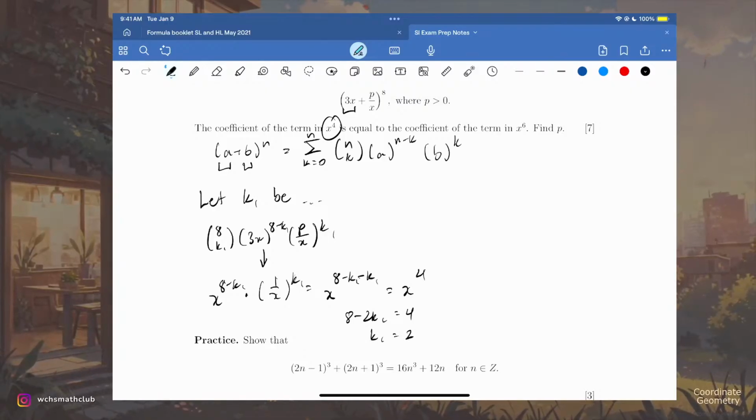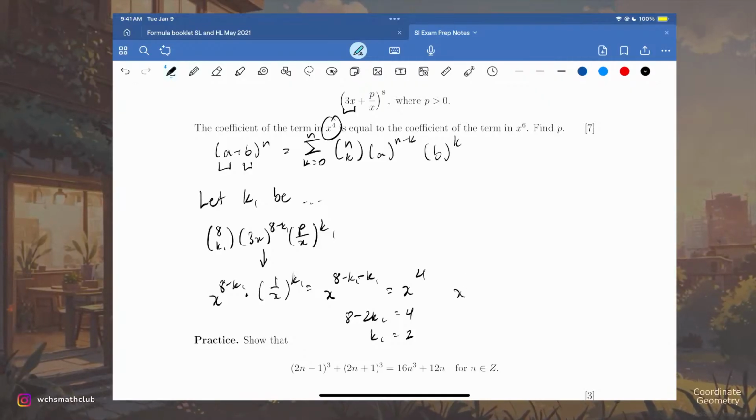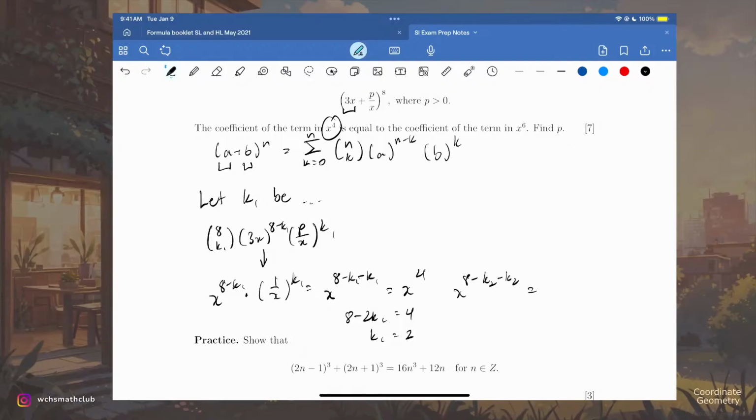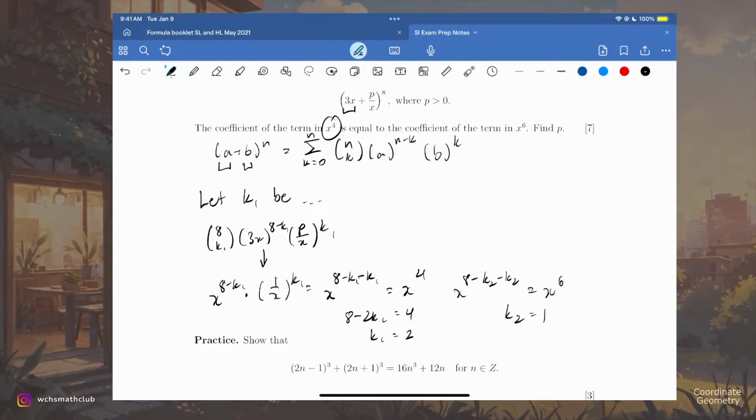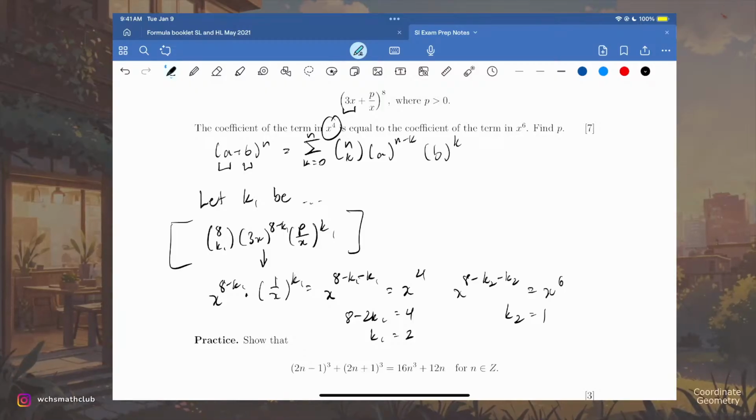And then we can actually just rinse and repeat, because you can just replace this with a second term. So let's say x to the 8 minus k2 equals x to the 6. So then you get k2 equals 1. And then now you just have to plug both of these back into this block right here, and then you would get the coefficients and you set them equal and you solve for p.